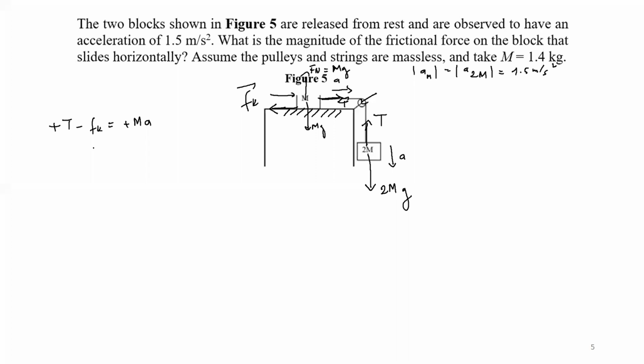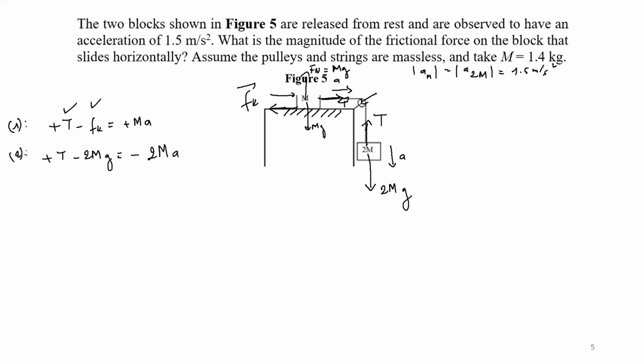Okay. So I have two unknowns, T and Fk. Now I will apply Newton's second law on the second block along the y direction here. So I will have plus T minus Fg, which is 2mg, is equal to minus, because this acceleration is downward, minus 2ma. So I have two equations, two unknowns.